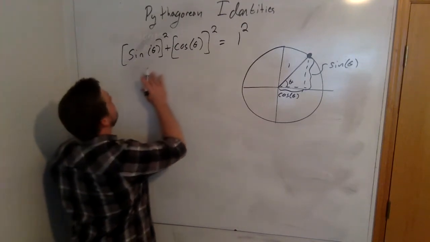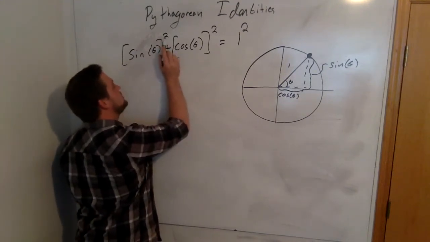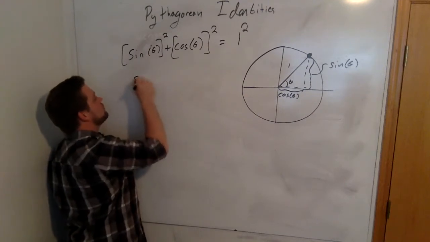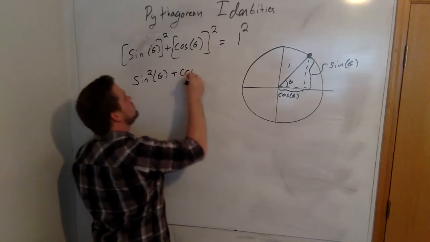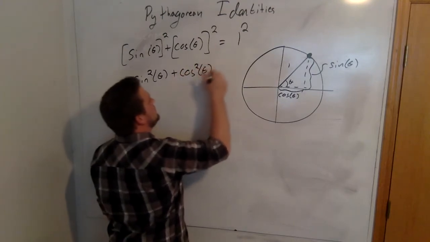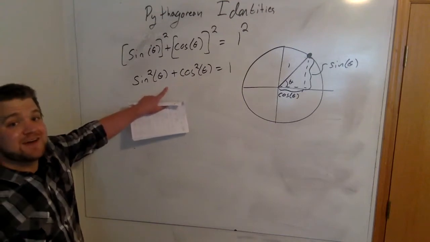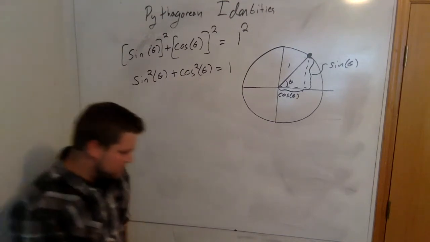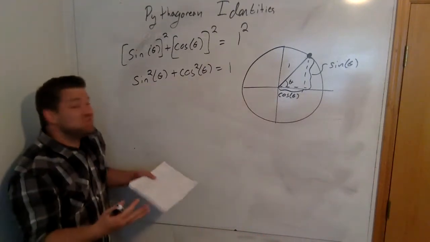Well, whenever we talk about squaring a trig function, it's not very common to put the power here. It's very common to put the power right here. So we'll write this as sine squared of theta plus cosine squared of theta equals 1, because 1 squared is the same as 1. This is the first Pythagorean identity. Okay, we know this one. We get 2 for free. Okay, how do I get the other 2 for free? We just do some massaging.